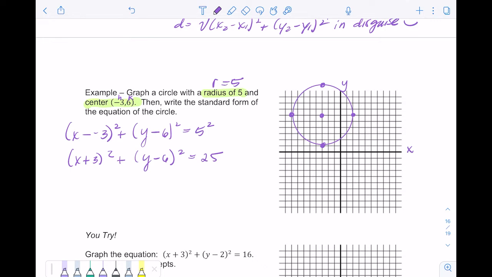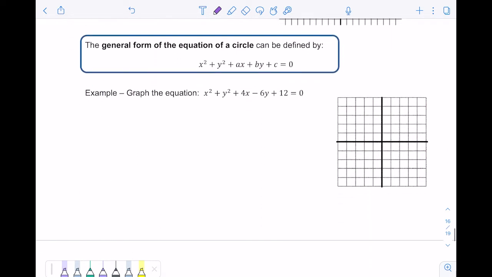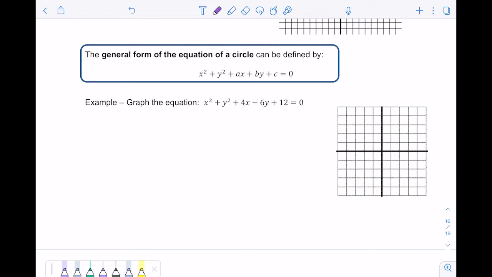Now there's another form we can write our equations in, which is called general form. And that's x squared plus y squared plus ax plus by plus c equals 0. So it looks slightly different. You can also see that the equation is different as well. So in order to graph that, I need to find the center and the radius. In order to do that, we're going to have to use a process called completing the square.